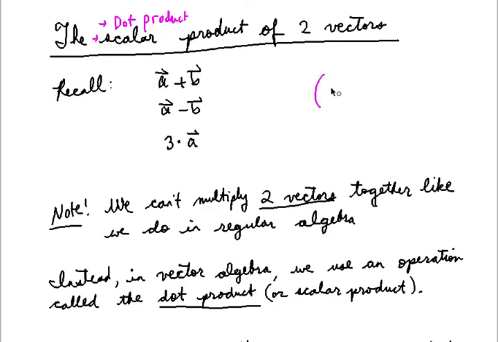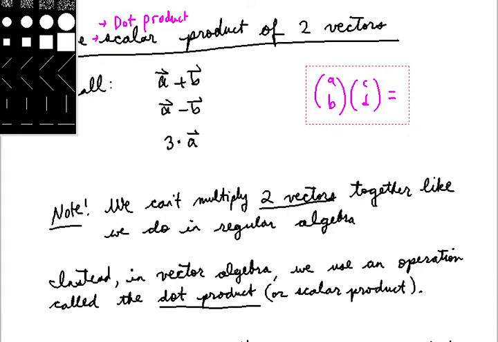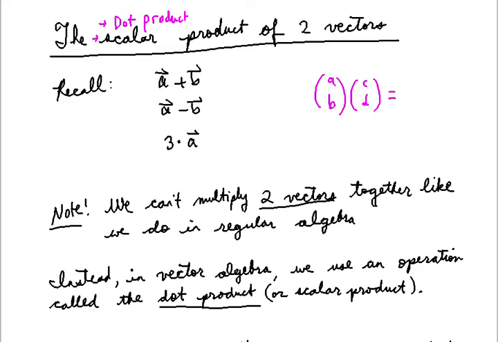So if I have A and B, and I just say, well, what would that be if I multiplied it with C and D? How would you do this? It would be kind of difficult, right? You might be tempted to do some sort of regular multiplication here, but this type of normal multiplication does not exist in vector algebra.